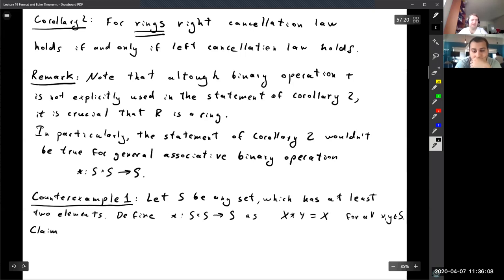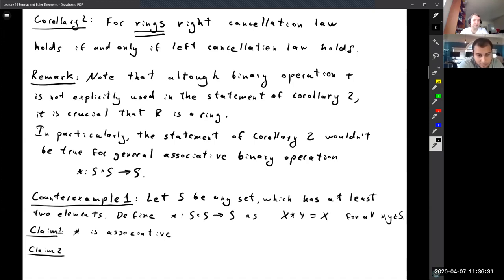Now you can check that star is associative. That is claim 1. Claim 2, that the right cancellation law CR holds. In other words, if you have X star Y equals Z star Y, just by the definition of this operation, this would imply that X must be equal to Z.